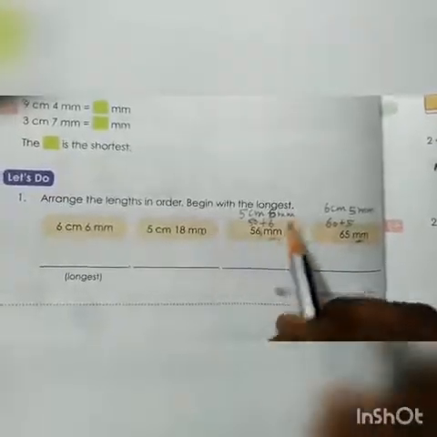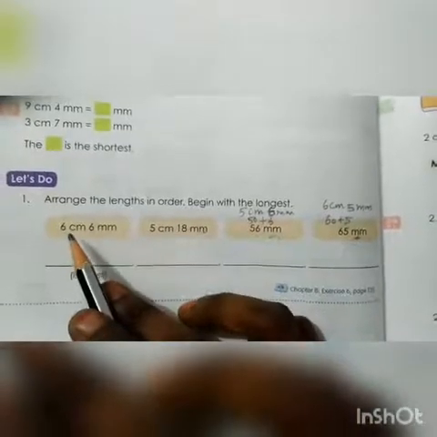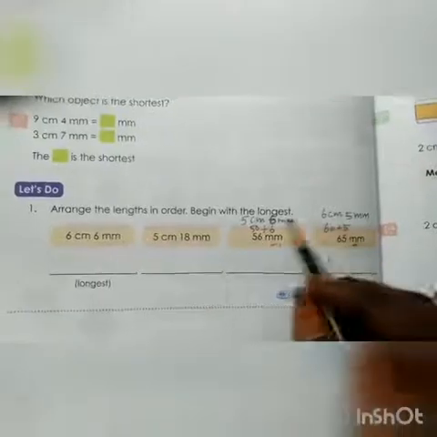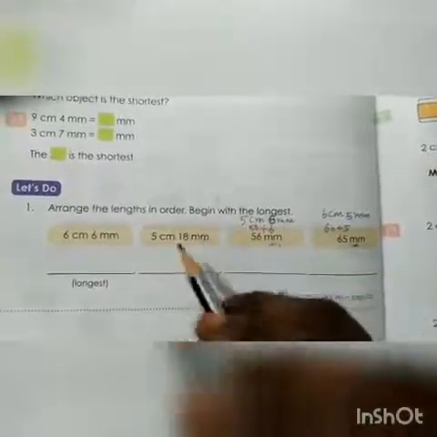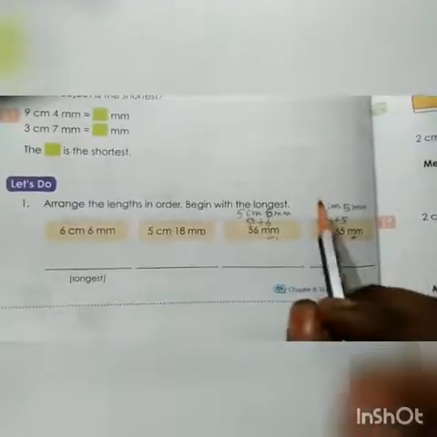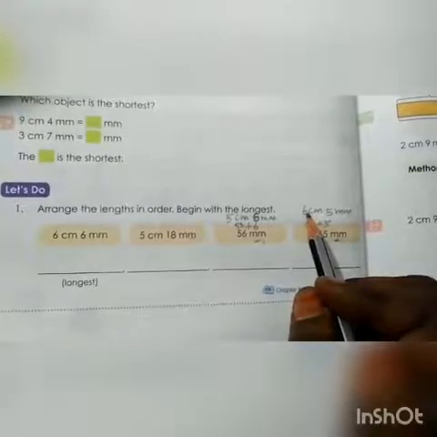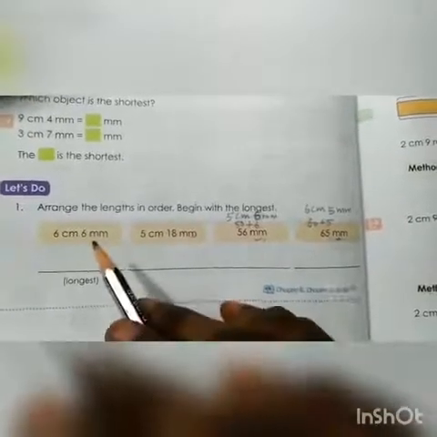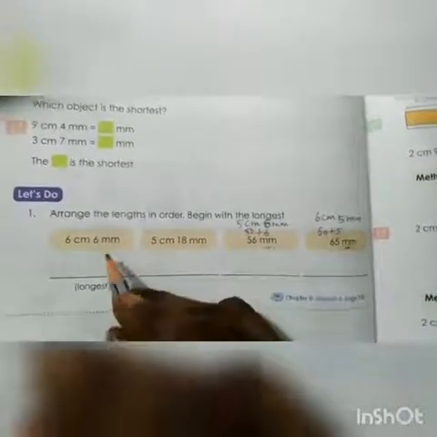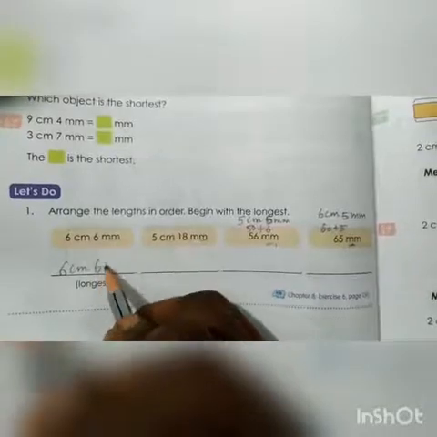So from these values we have to find the longest value first. Look at the centimeter values: 6 centimeter, 5 centimeter, 5 centimeter, 6 centimeter. Which value is the longest in centimeters? Here 6, here also 6. These two values are the same in centimeter, so we have to move to millimeter. 6 millimeter, 5 millimeter. From 6 and 5, which is the longest? 6. So we have to write 6 centimeter 6 millimeter first.